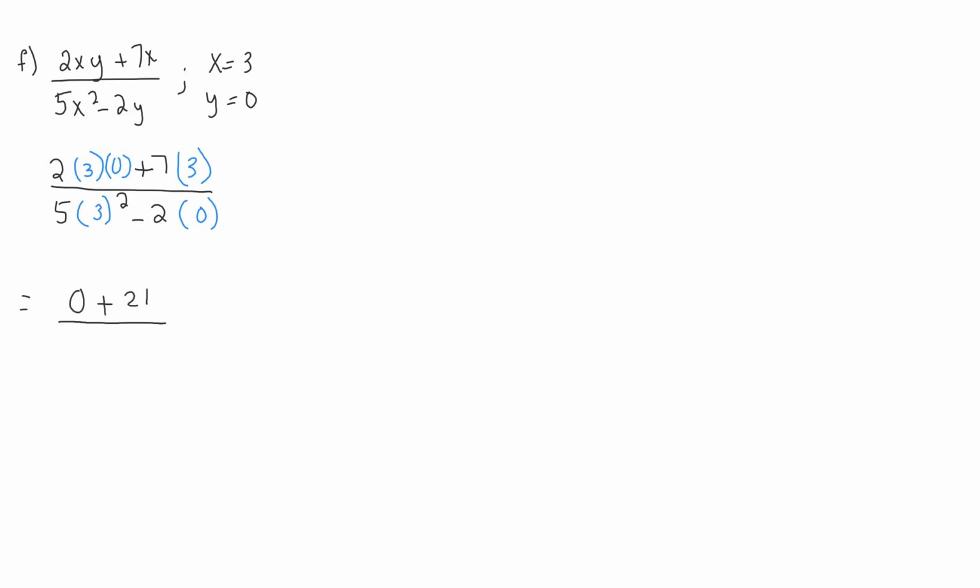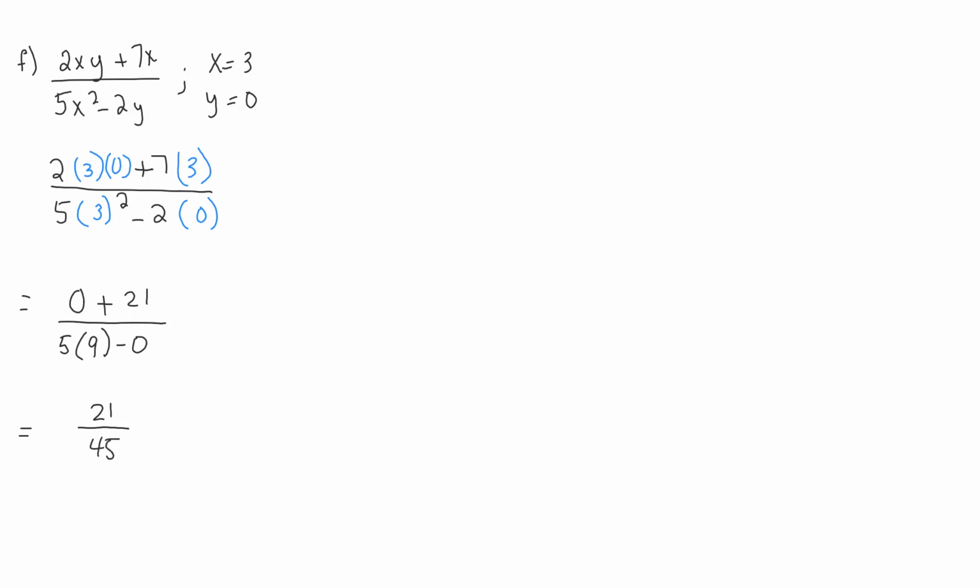And then for the denominator, we're going to have to do a couple of steps here. I get 5 times 3 squared. Well, I've got to do the exponent first. So I get 5 times, well, let's see, 3 squared is 9. And then minus, well, 2 times 0 is just 0. So I get minus 0. Simplify again. In the numerator, I get just 21. In the denominator, I get 5 times 9, which is 45. Minus 0 is just going to be 45.